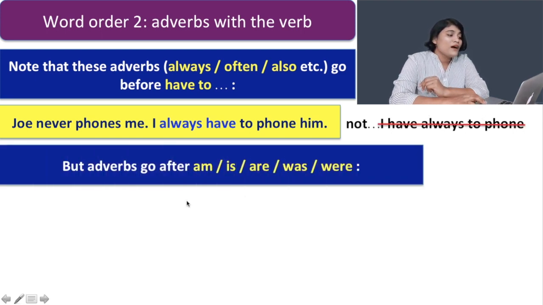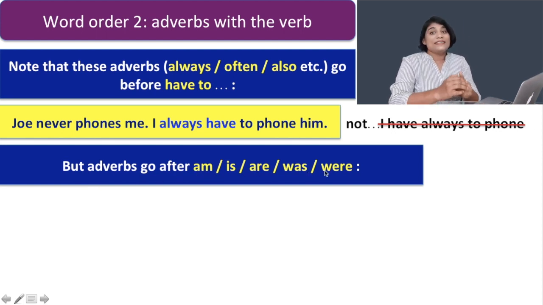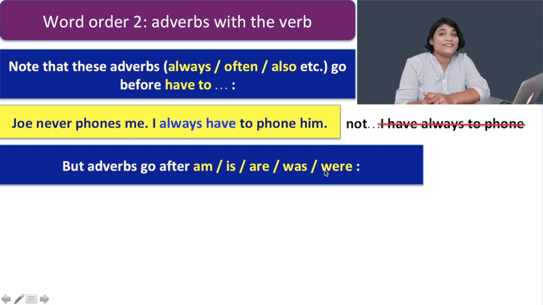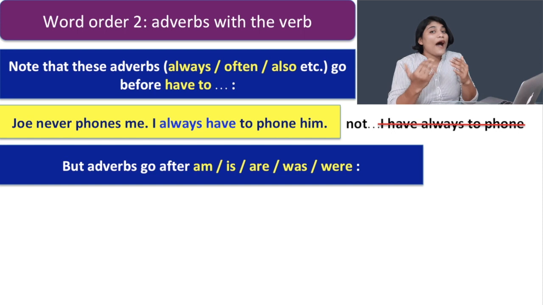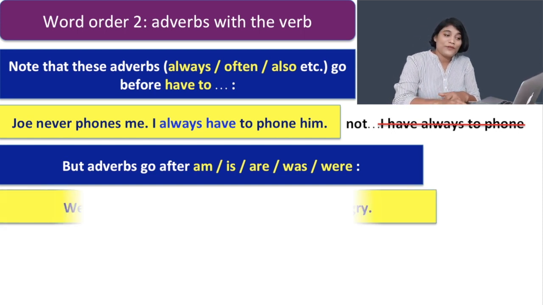Next, adverbs go after am, is, are, was, were. This is a very serious rule and a very important thing. You have to remember, if in a sentence you find am, is, are, was, were, that means the be verb, you have to put the adverb after it, not before. So let's see the example here.